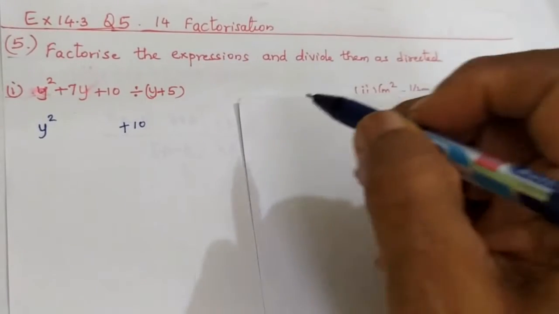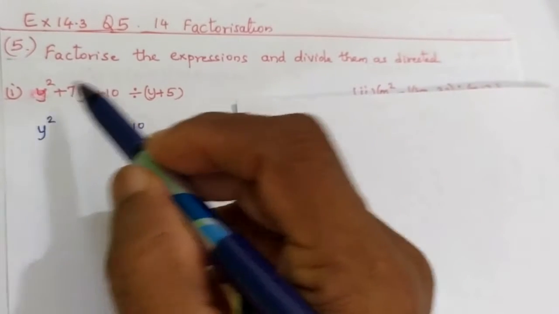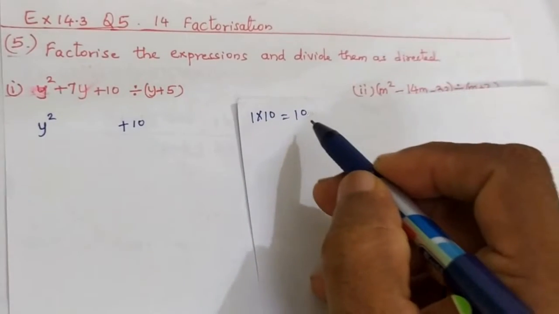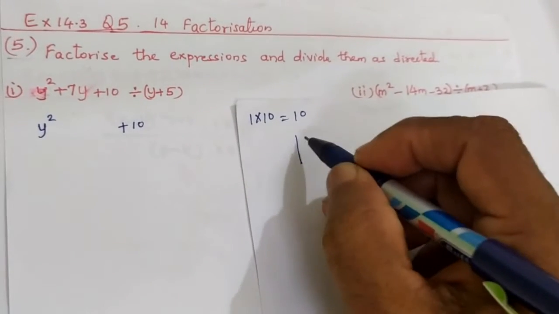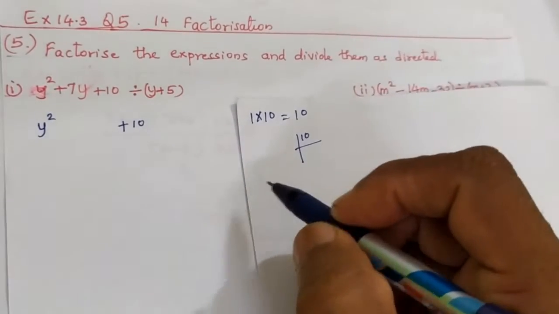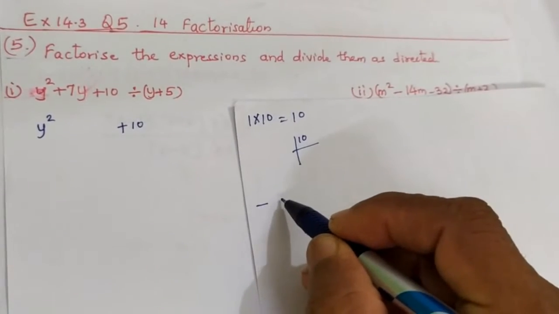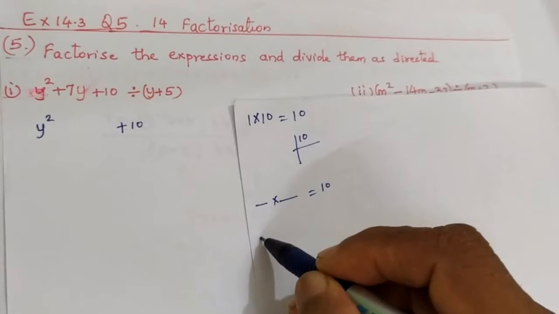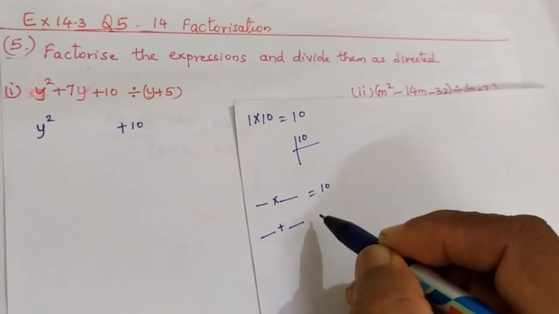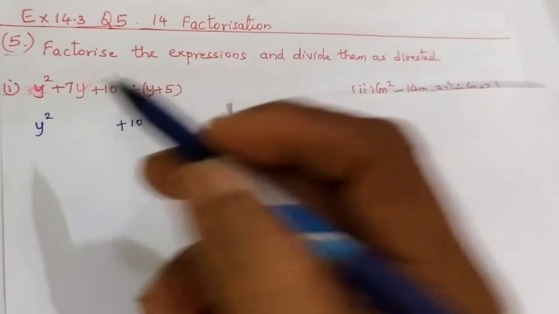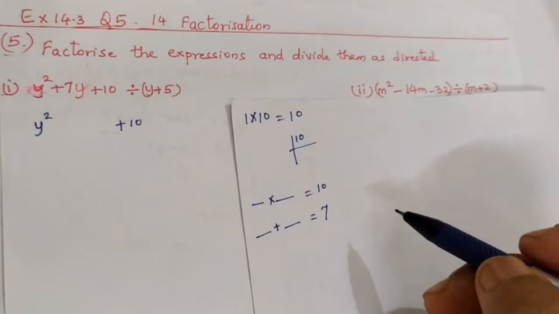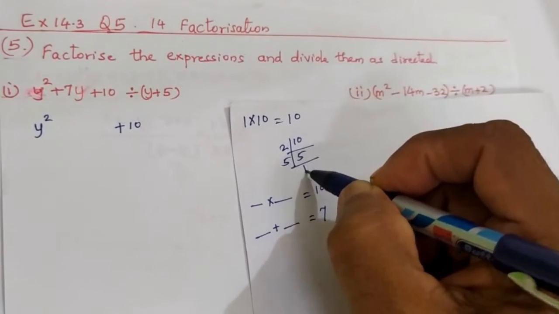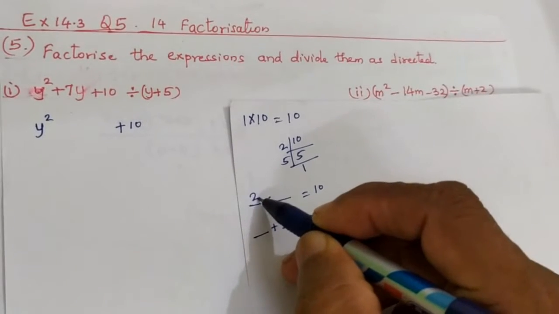For this, the first method is that you take the coefficient of the first term and the last number, that is 1 into 10, and find the prime factors of this 10. Get two numbers which, when you multiply them, you get 10, and if you add those numbers, you get plus 7. So we will take the prime factors: 2 fives are 10, 5 ones are 5. So you should multiply 2 and 5.